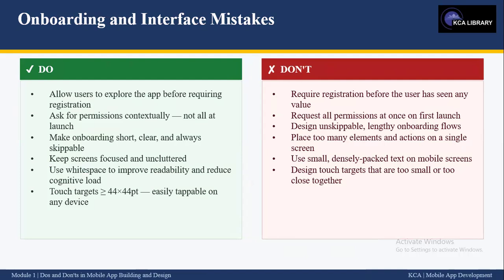Onboarding and interface mistakes. Do always allow users to explore the app before requiring registration. Ask for permission contextually, not all at once. Make onboarding short, clear, and always skippable. Keep screens focused and uncluttered. Use white space to improve readability and reduce cognitive load. Touch targets should be equal to or greater than 44 by 44 points, easily tappable on any device.